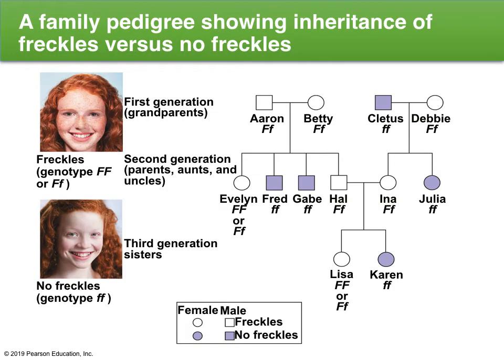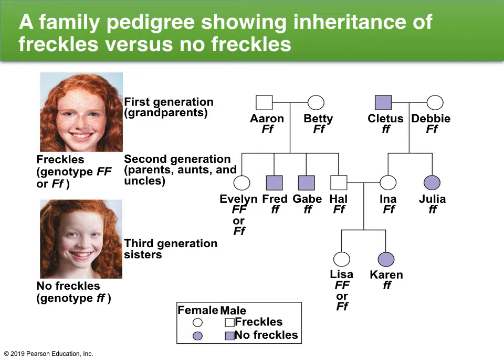So going to this example. This is a pedigree showing inheritance of freckles versus no freckles. Freckles are dominant, so the genotype could either be homozygous dominant or heterozygous, right? So this is the first generation in our genotype up here. If a person has no freckles, then it's carrying 2 copies of the recessive.